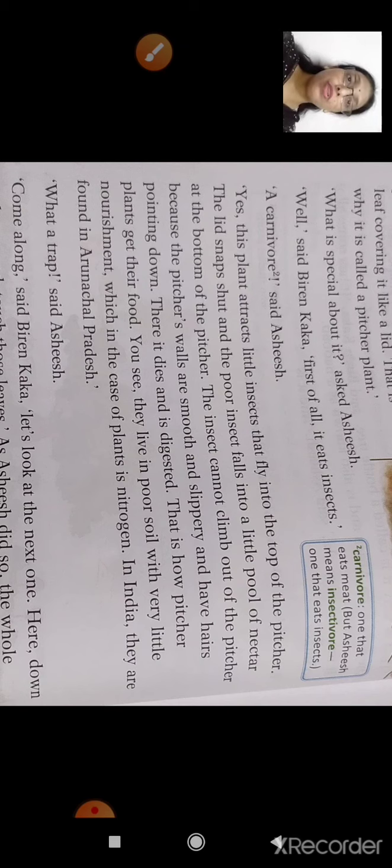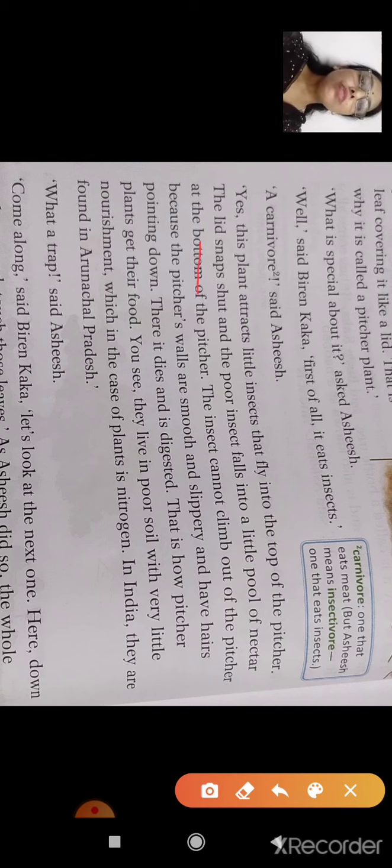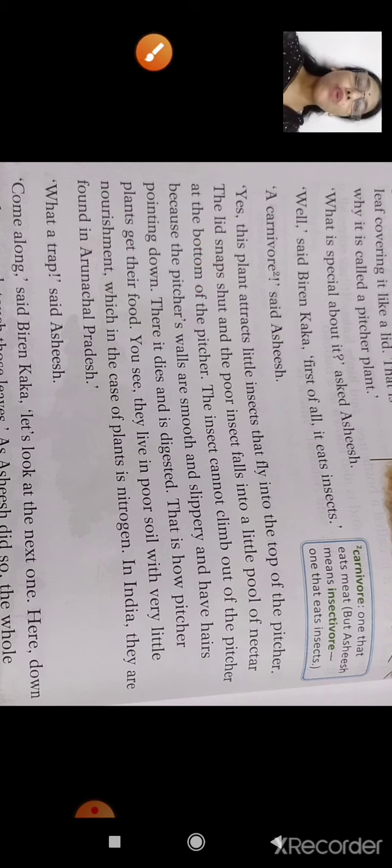What did Biren Kaka say? Yes, this is the plant. You know what happens? It attracts the little insects. And then what next? The lid snaps shut. There is a lid, and what happens the moment this insect sits? This lid snaps shut. Snaps means to shut down suddenly. Okay? And then what happens? This poor insect falls into a little pool of nectar. There is some nectar at the bottom of the pitcher. Okay, at the bottom part of the pitcher there is some nectar, and this insect falls in this nectar.